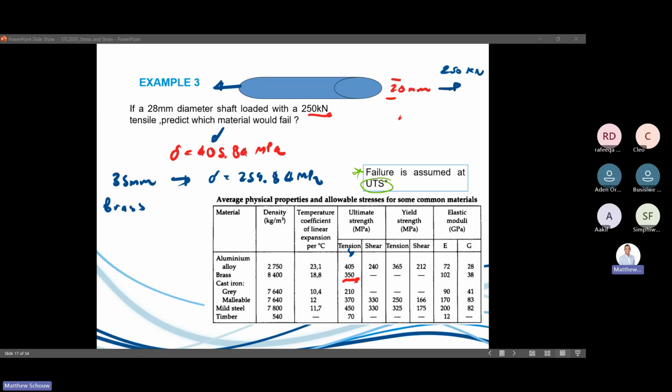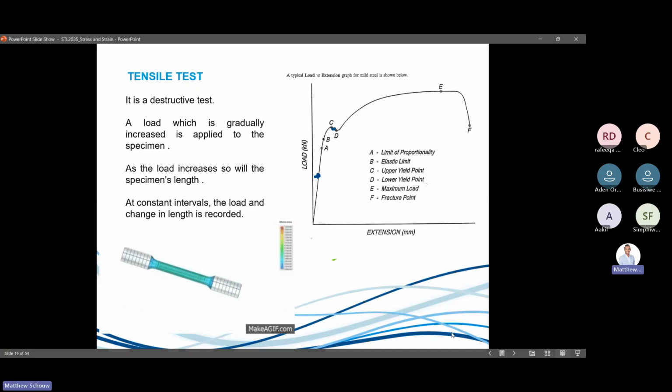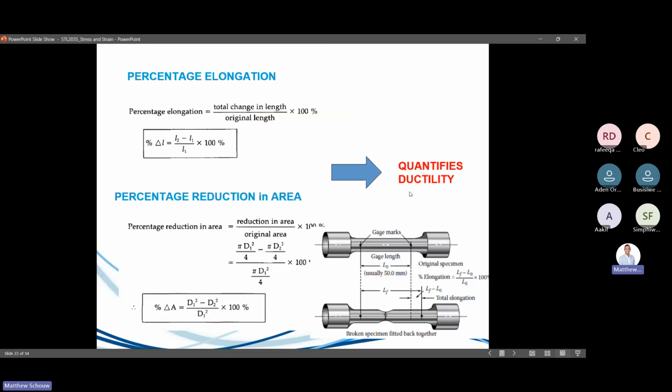And then this is just what that was. Again, the specimen, we put it back together, and that's the small diameter over there. That's the reduction in area. Again, that's the change in length as well.